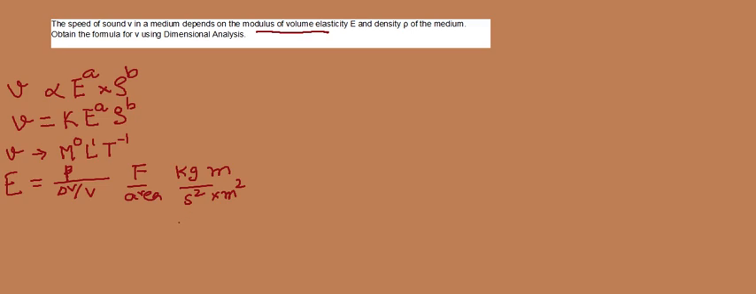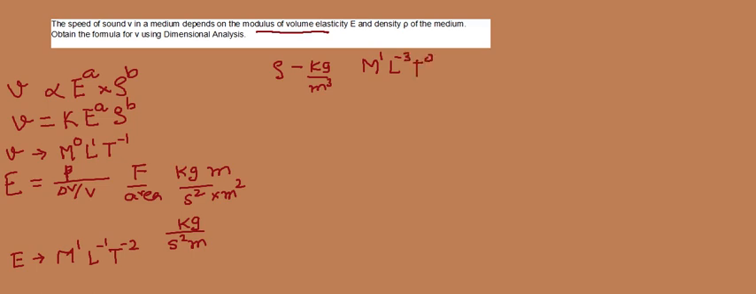So finally what I get over here is kg per second square meter, and therefore E will have the dimensional formula as m raised to the power 1, L raised to the power minus 1 and T raised to the power minus 2. What about density? Density, we know the unit is kg per meter cube, and so this will be m raised to the power 1, L raised to the power minus 3 and T raised to the power 0. There is no dimension of T over here.